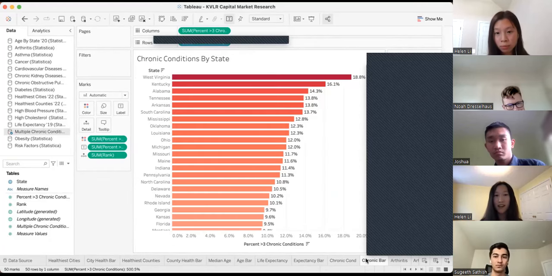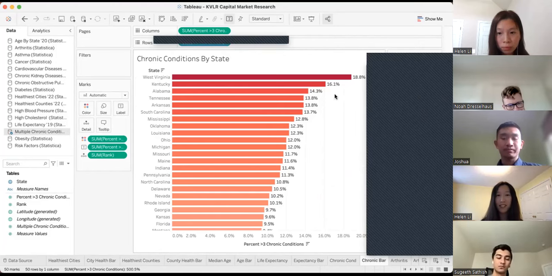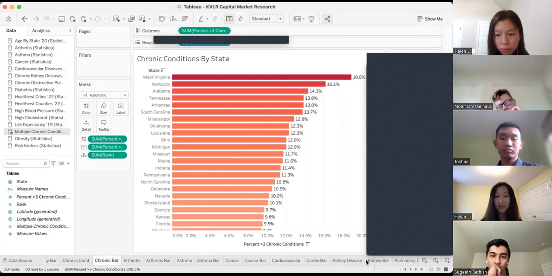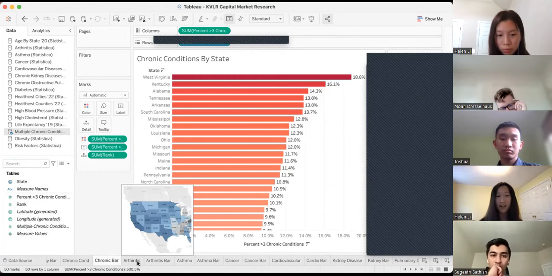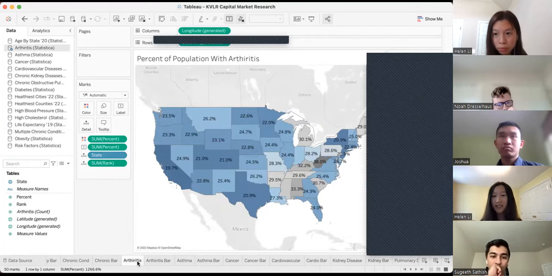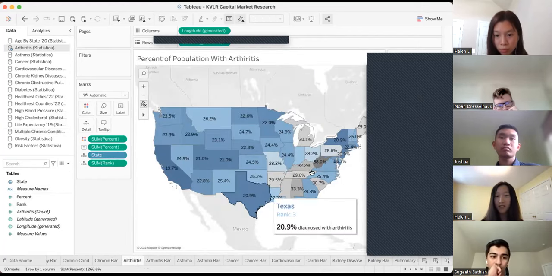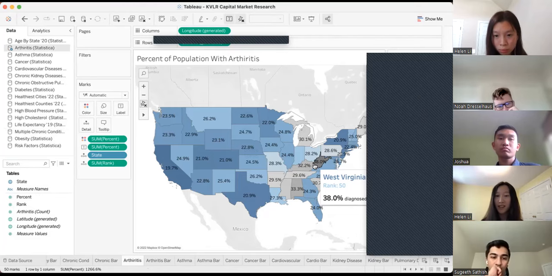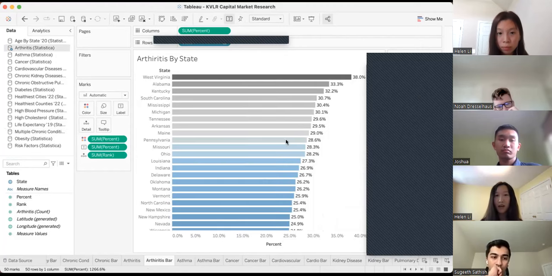Here's the bar chart that helps visualize that, the chronic conditions by state. And next we have some more specific data on different chronic conditions. So we have arthritis, which is pretty high in West Virginia again, with 38% of people. We have the bar chart for arthritis. We can see West Virginia, Alabama, and Kentucky are at the top.